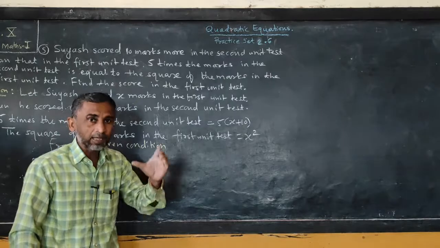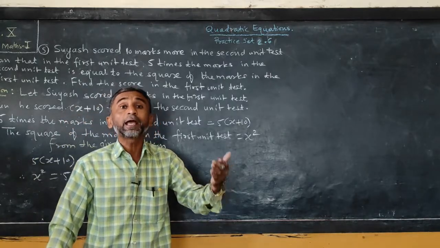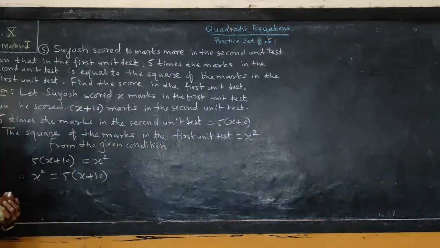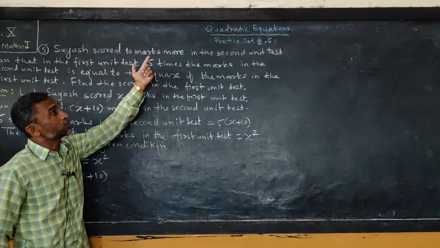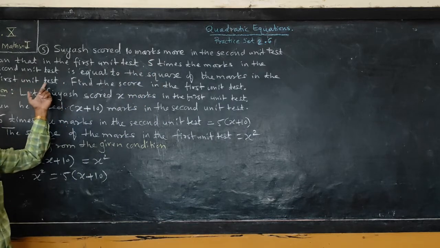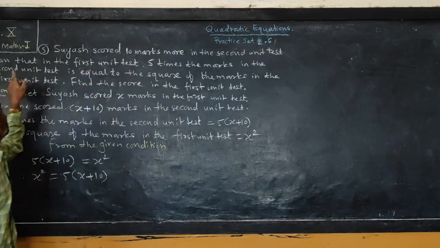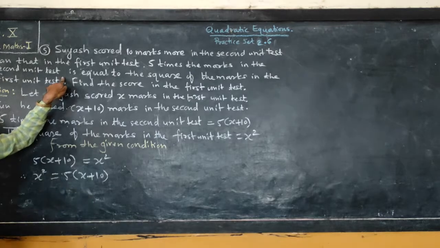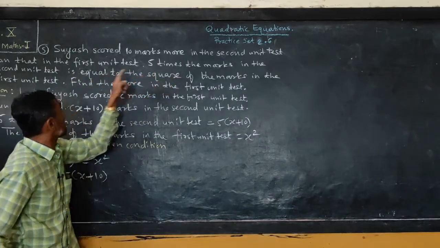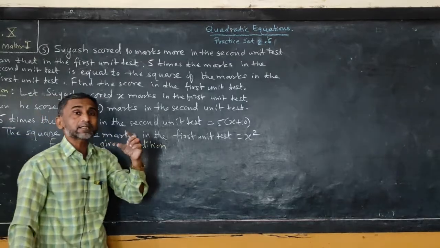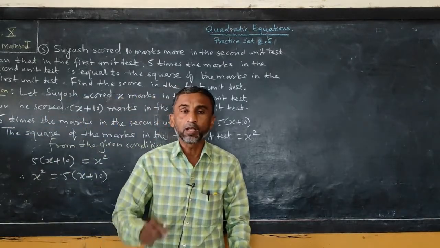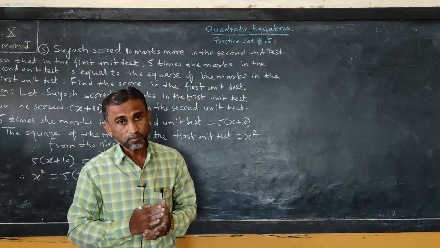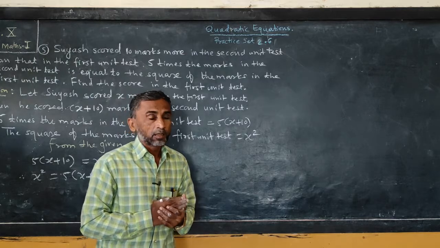He scored X marks in the first unit test and X plus 10 marks in the second unit test. Now, what is the second information? 5 times the marks in the second unit test is equal to the square of the marks in the first unit test. This is the second information given in the example. With the help of this information, you can construct the equation.